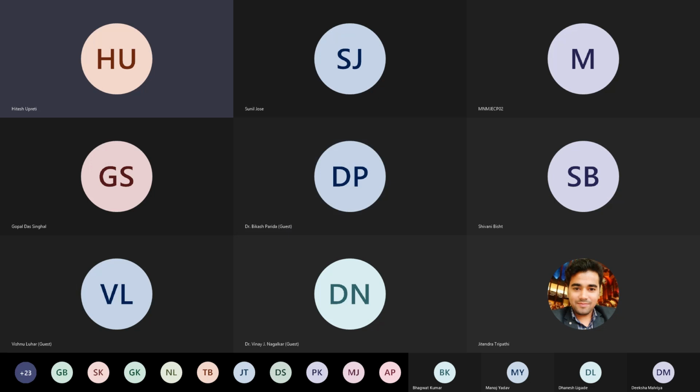Now, there is another query from Mr. Atiya Khan in the chat box. He's asking, what is the meaning of ground truth verification in terms of remote sensing?